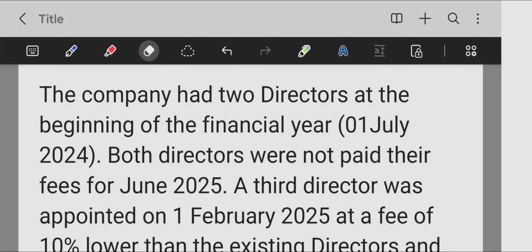Whenever there is a full stop in your statement, in your paragraph, know that there is information that you have to take out of that statement. Now, why is the examiner giving us a full stop? For us to rest and collect information. What information do we collect from this statement? We have two directors at the beginning of the year. The year is starting on the 1st of July 2024.